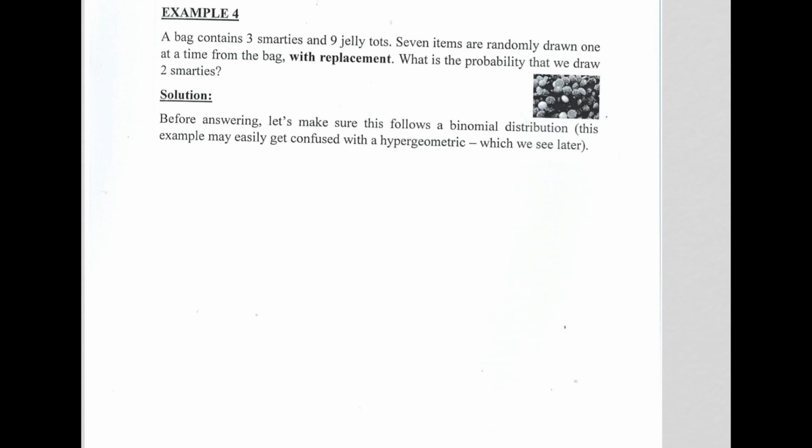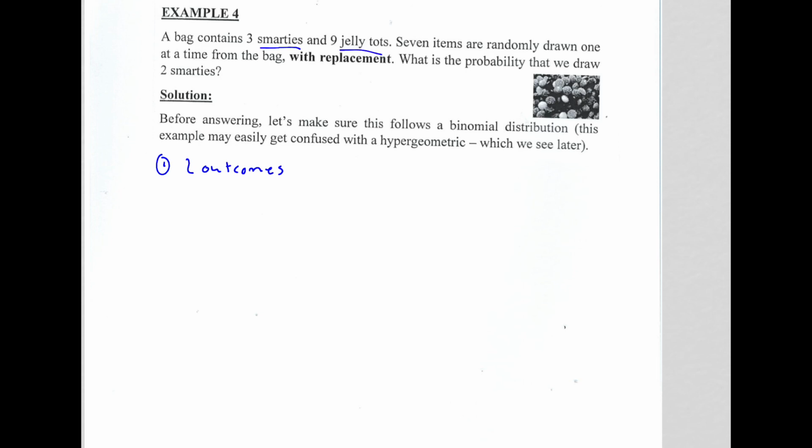So for the solution, before we answer this, it's important to make sure that this is binomial, and it can easily be confused with hypergeometric, and like it says, we're going to see that later. But why it can be confused with hypergeometric is that it doesn't look like there are only 2 options because there's 3 Smarties and 9 Jelly Tots. But the idea is that there are actually only 2 outcomes. Even though there's 12 sweets in the bag, you only have an option of either taking a Smartie or a Jelly Tot. So there are only 2 outcomes.